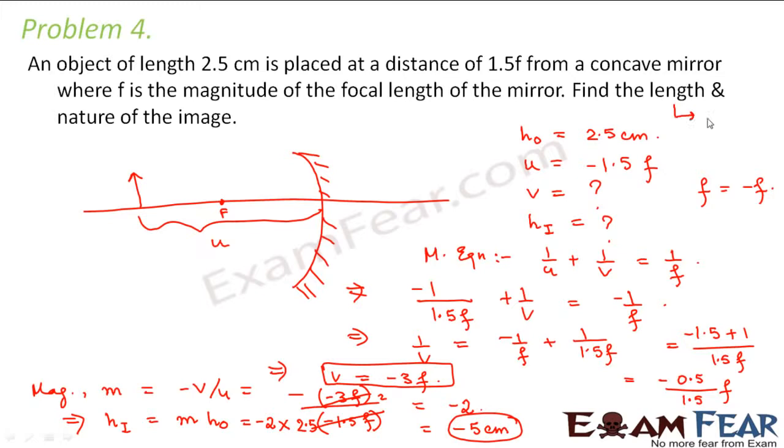So what is the length of the image? The length of the image is equal to 5 centimeters. And what is the nature of the image? When I talk about the nature, this negative sign shows that the image will be formed below the principal axis. So that is inverted. So the image would be inverted. So the image would be real. And since the magnitude of the image is greater than that of the object, the image is enlarged. Right? Okay.